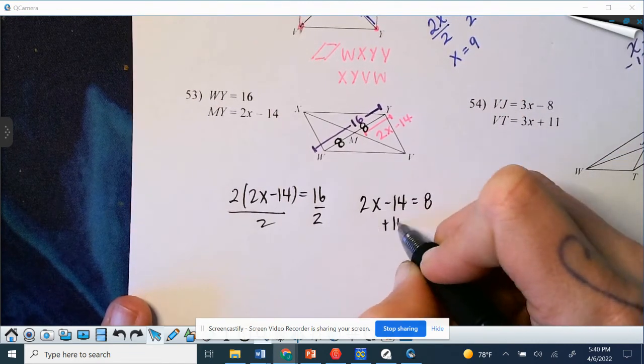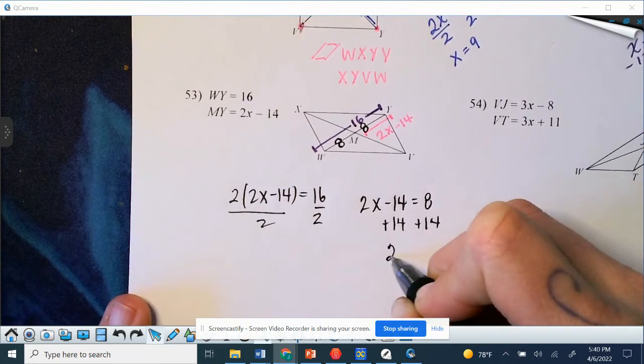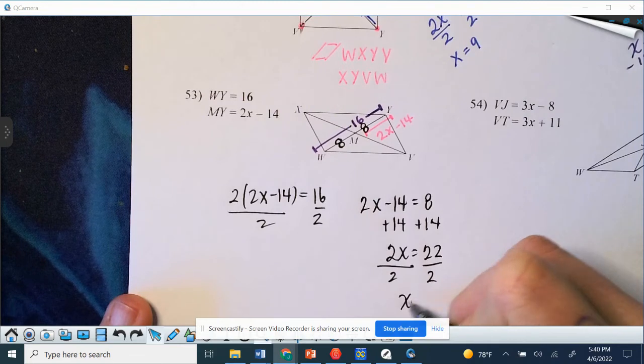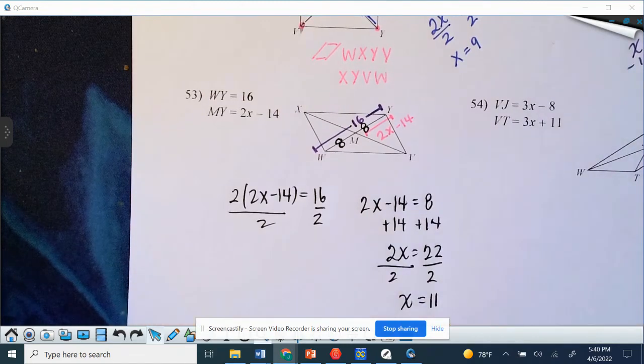We're going to add 14 to both sides. 2x equals 22. Divide by 2, and x equals 11. Hopefully that was really quick, but hopefully that gave you enough examples so you're not blindsided when it comes up later.